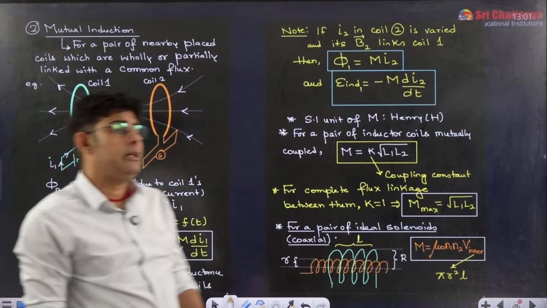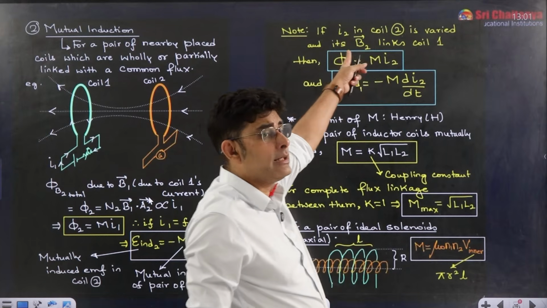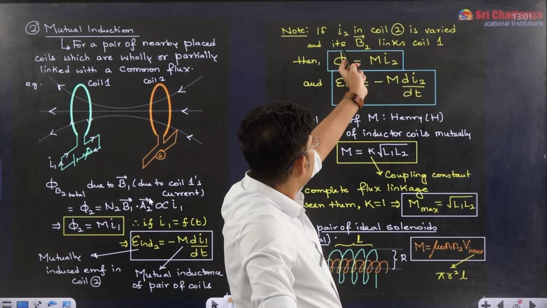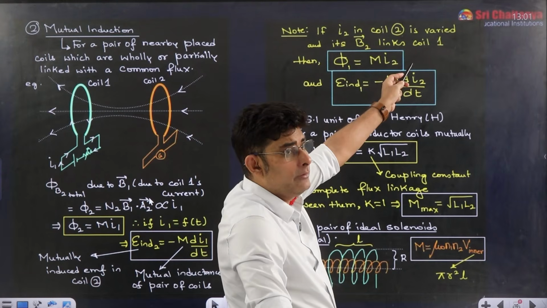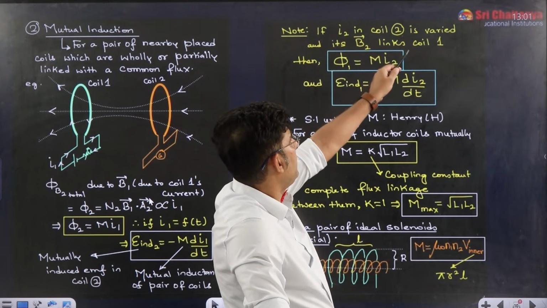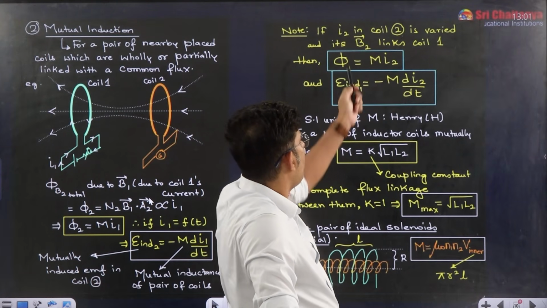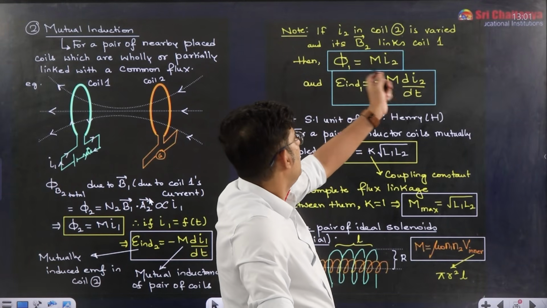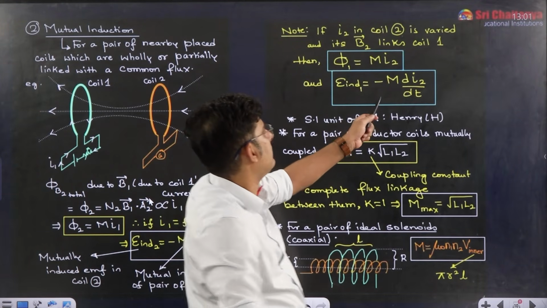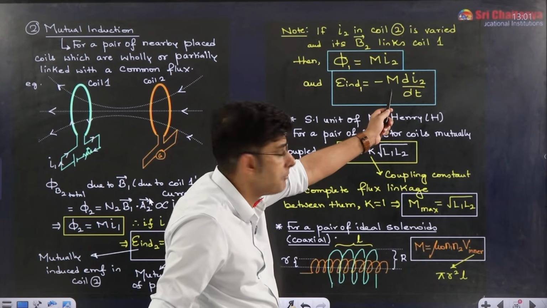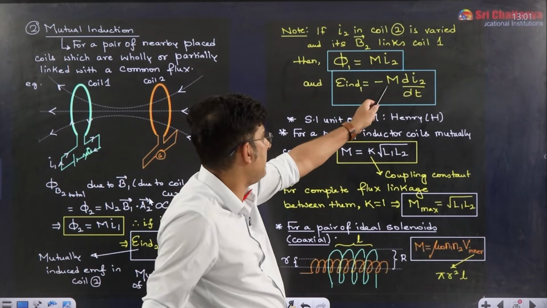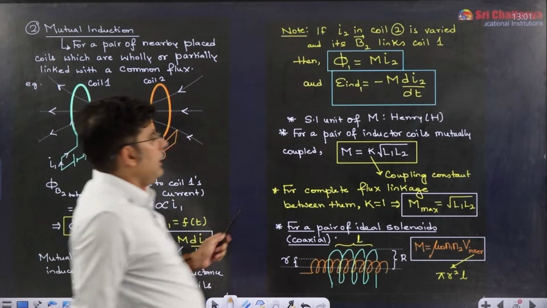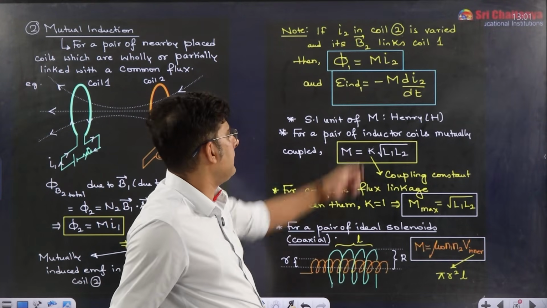Now what if I take coil 2 as primary, that means its current is varied, that is its magnetic field is linking coil 1, then coil 2 will become primary, coil 1 will become secondary. So I will say flux in the first coil due to the second one is M I2, so the induced EMF in the first coil, the mutually induced EMF, will become minus M dI2 by dt. So this M value remains the same for both. The SI unit of M, just like self inductance, is Henry.